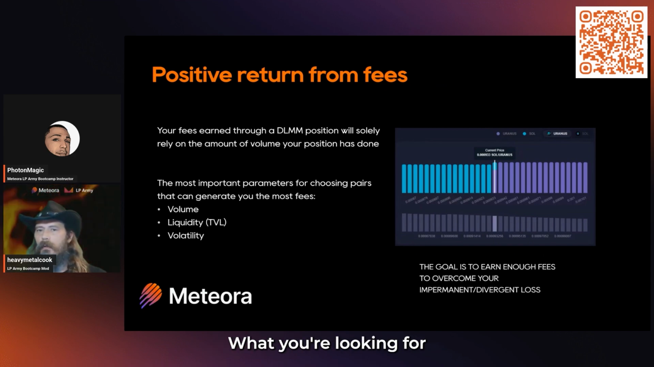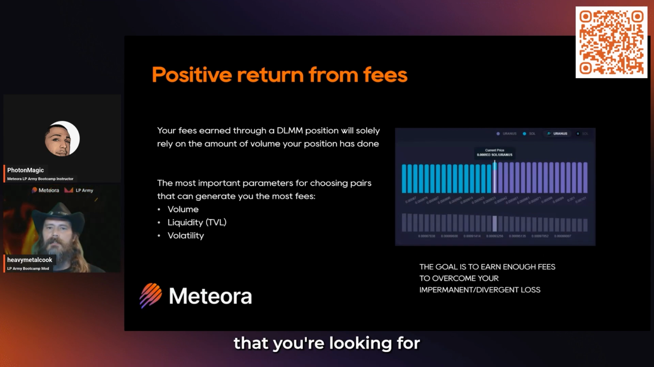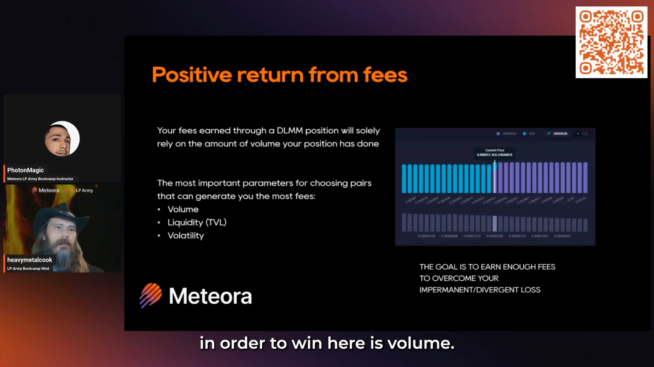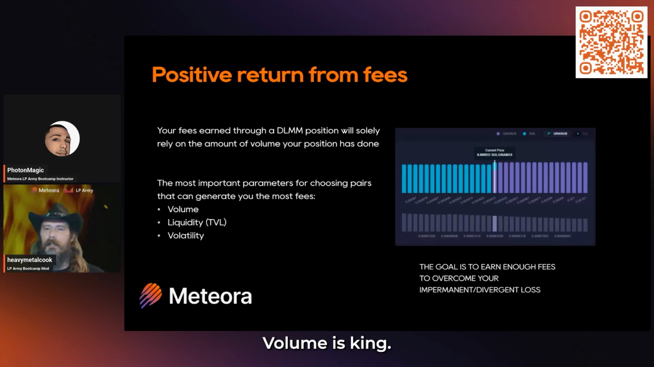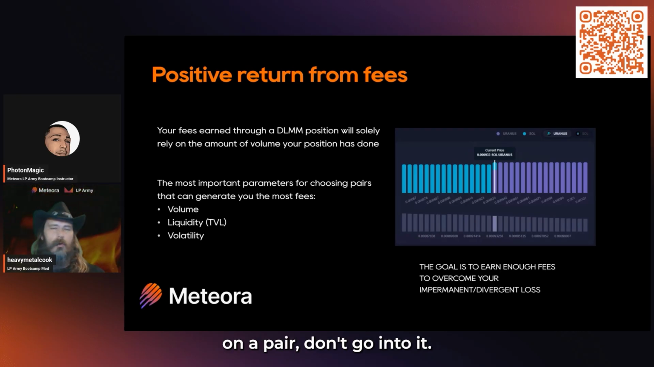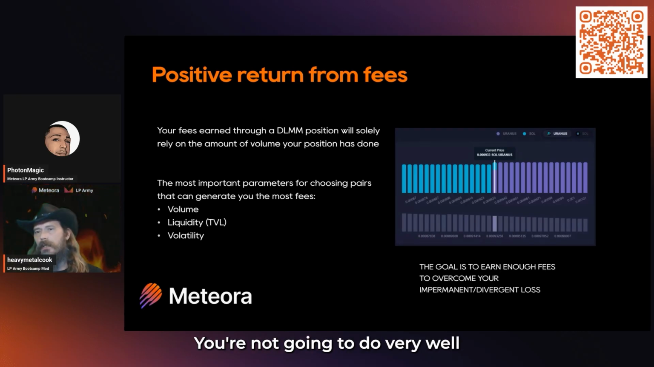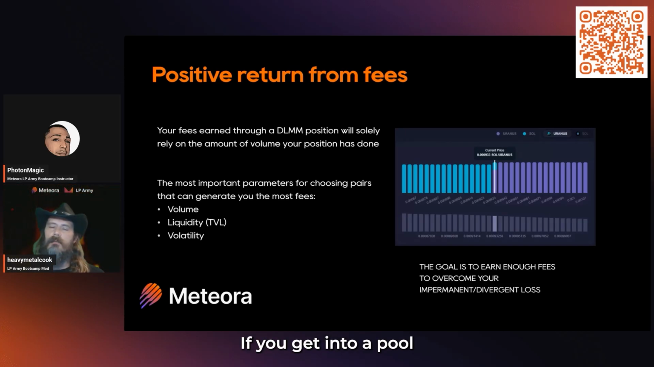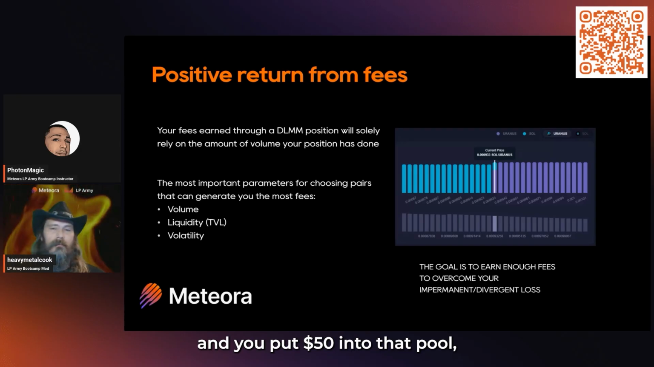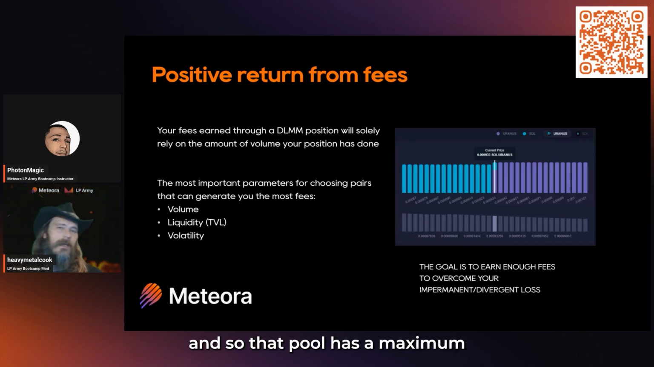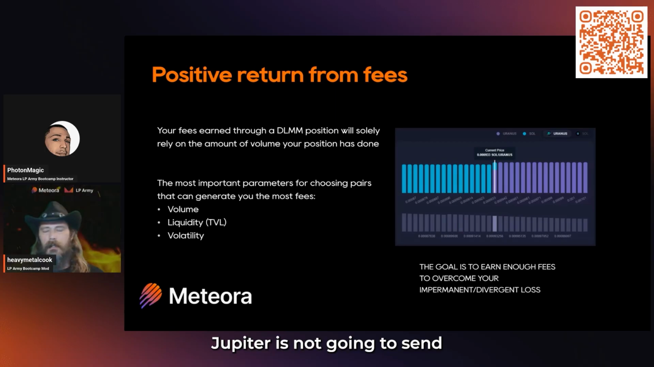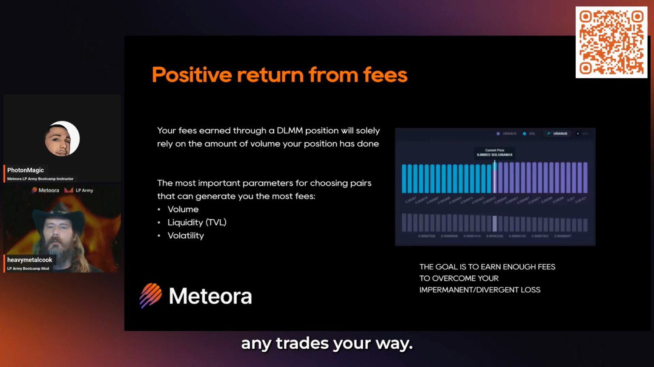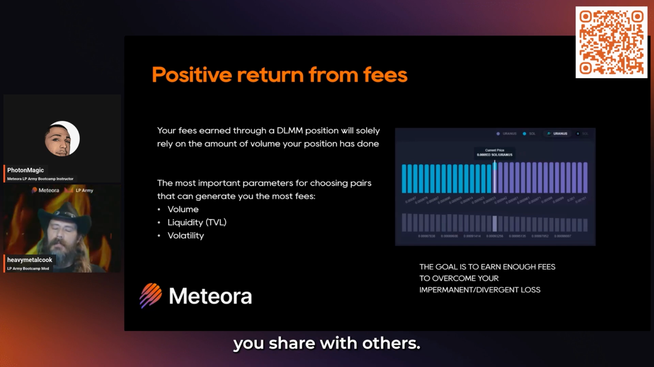All right, so positive return from fees. The three main things that you're looking for in order to win here is volume. Volume is king. If you're not getting volume on a pair, don't go into it. You're not going to do very well here. But liquidity depth is very important. If you get into a pool all by yourself and you put $50 into that pool, and so that pool has a maximum TVL of $50, Jupiter's not going to send any trades your way, okay? So find a pool that's got some TVL, you share with others, you make your pool more attractive.